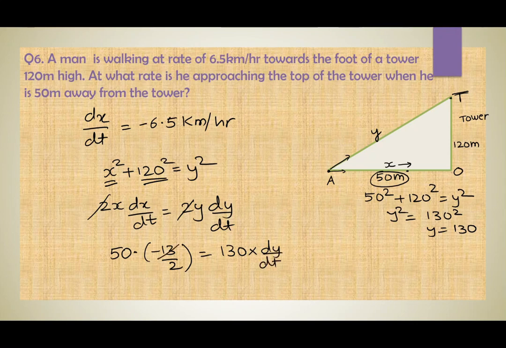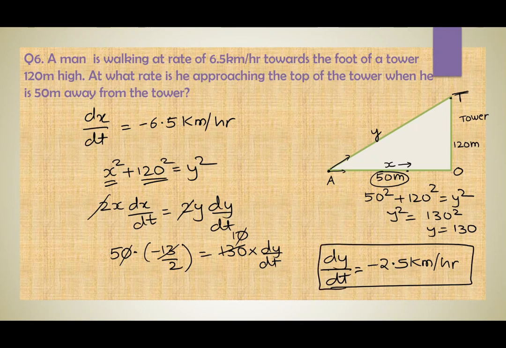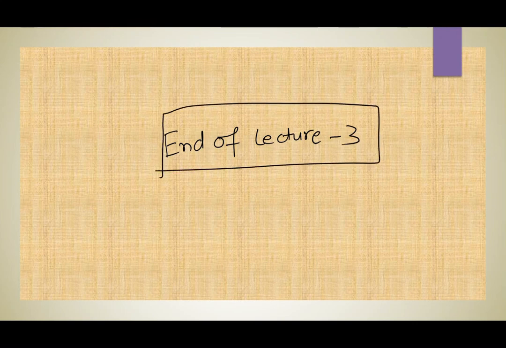Yes, ये कैलकुलेशन से रिड्यूस हो रहा है. बहुत बढ़िया. So that is how much. This is 10. Okay, now this 0 gets cancelled over here. So dy by dt is coming out to be how much? Minus 5 by 2, is it? Yes, that is minus 2.5 kilometer per hour. Right, now, okay, so that's the end of lecture 3.